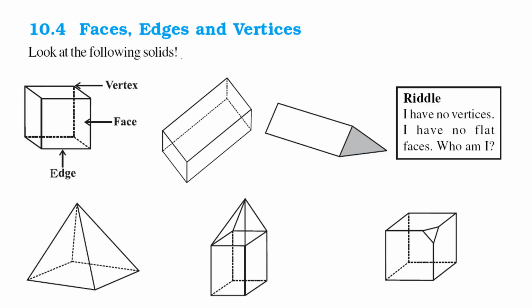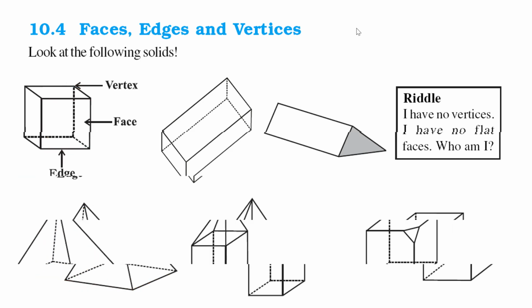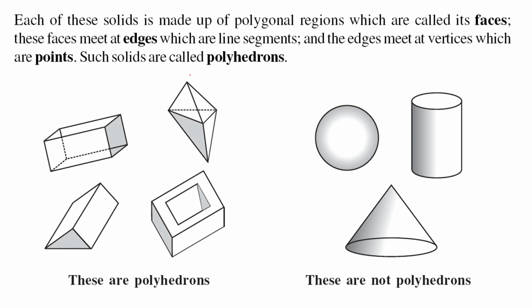Faces, edges and vertices. Now these are certain solids. These are edges, these are faces, and these are vertices. See, these are the faces, these are the vertex or vertices, and these are the edges. 1, 2, 3, 4, 5, 6, 7, 8, like this. Each of the solids, of course, you might have seen, is made of polygonal regions, and we call them faces. And when these faces meet, they make an edge.